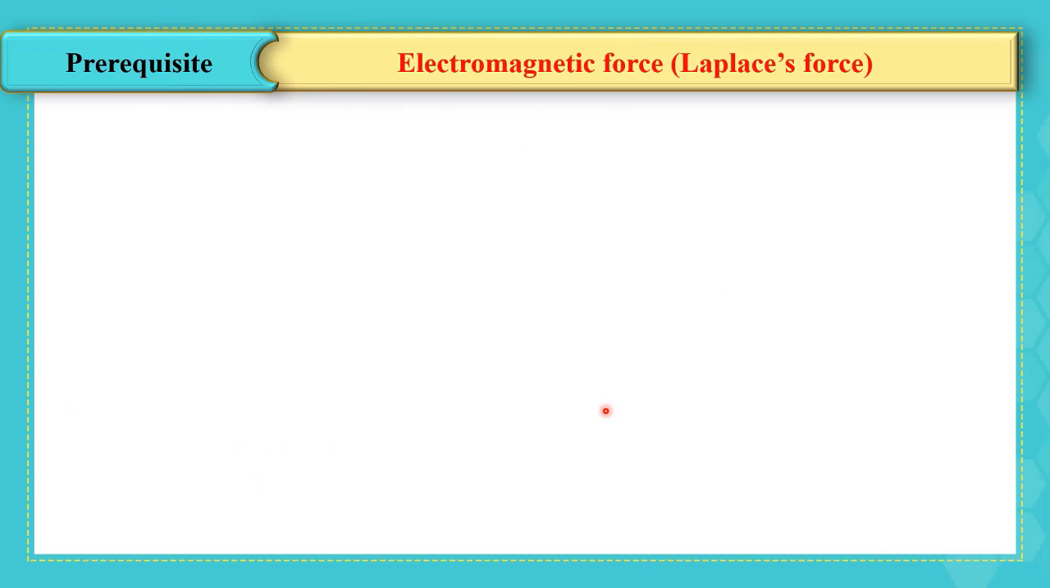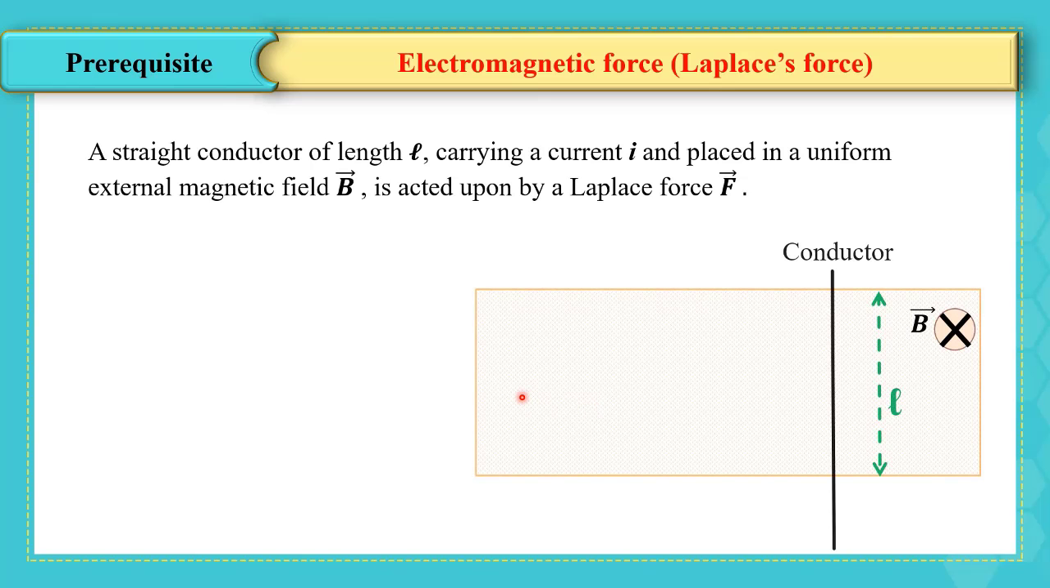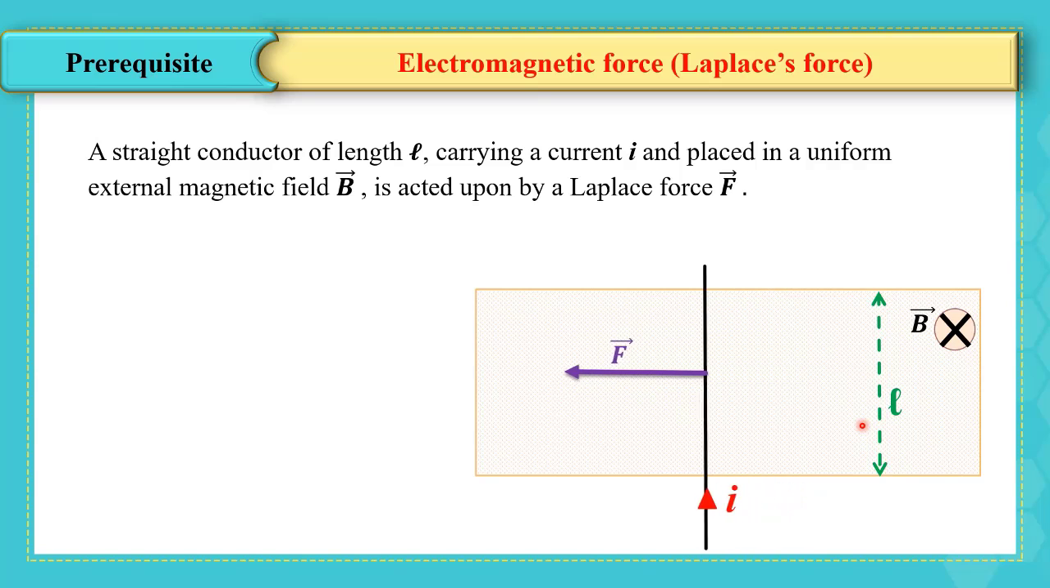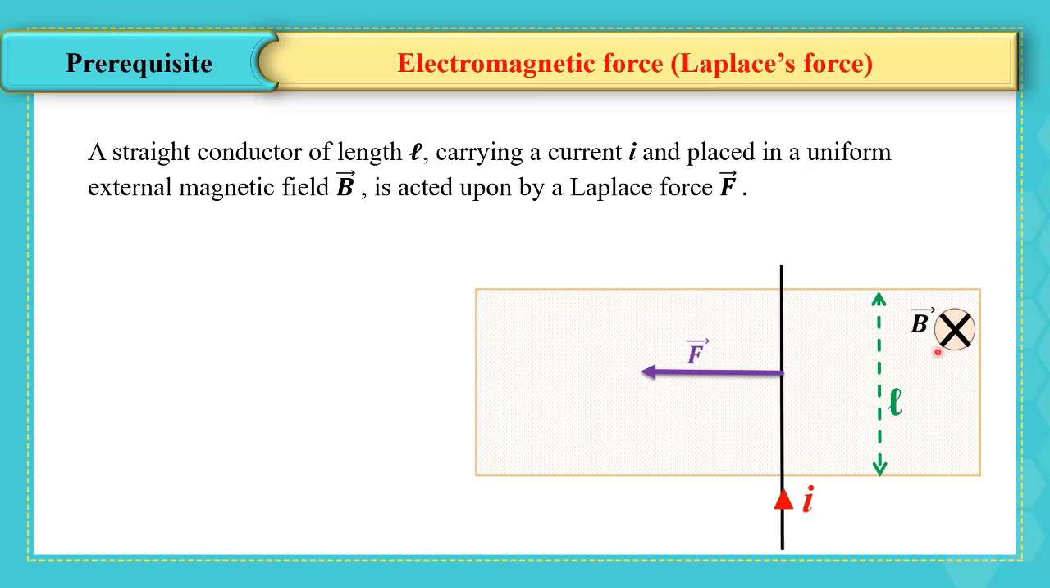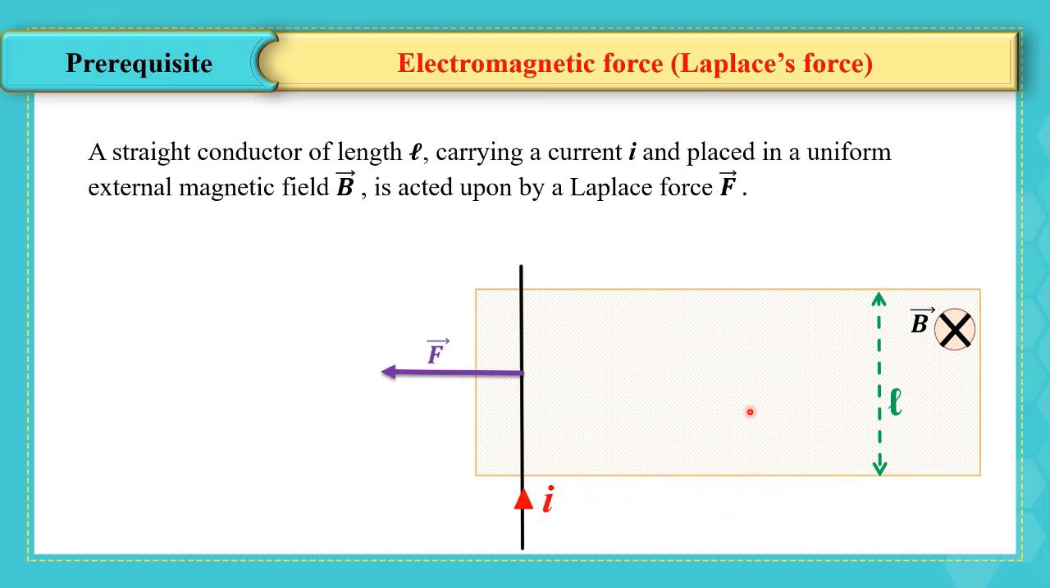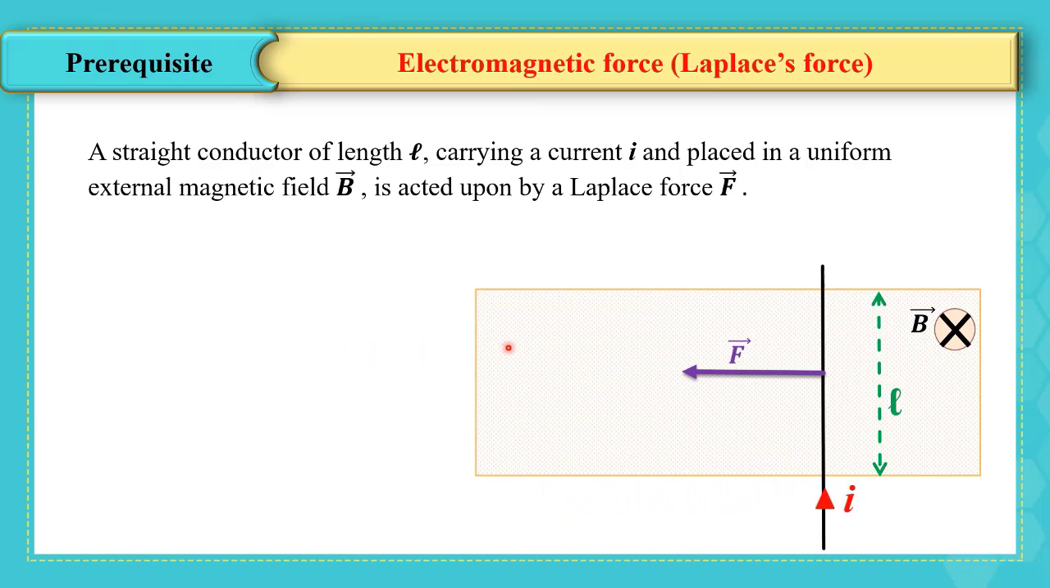Another important subject to remember is electromagnetic force, which is a fundamental force associated with electric and magnetic fields. To explain this, consider a conductor of length L carrying a current I. When the conductor is placed in a uniform external magnetic field, it will be subjected to an electromagnetic force F.